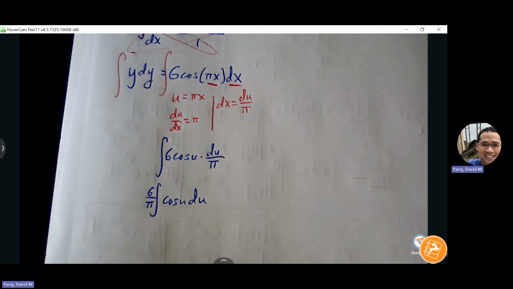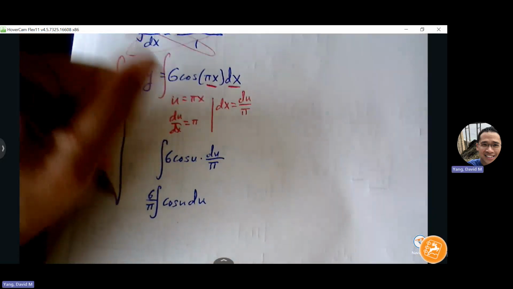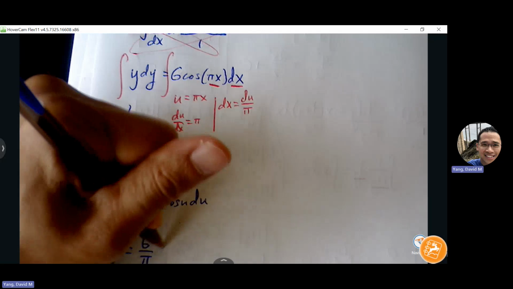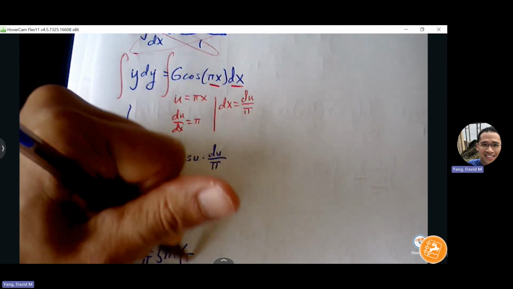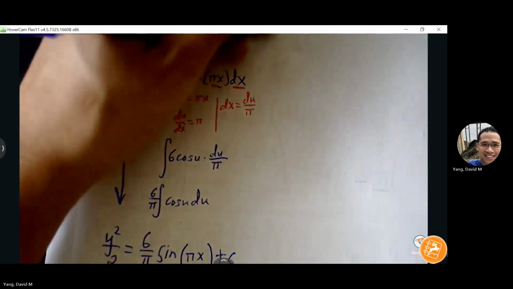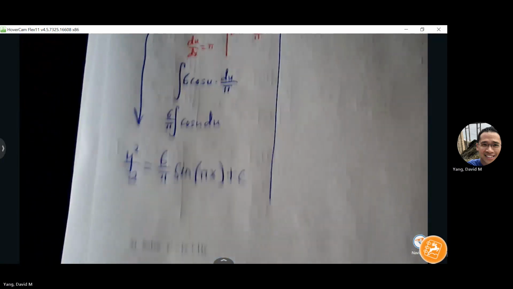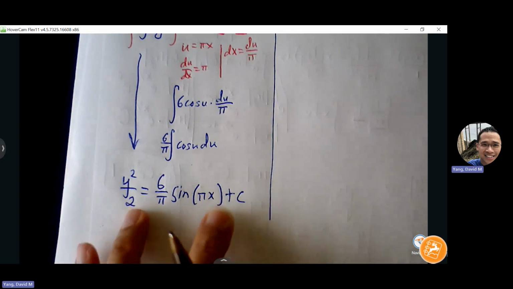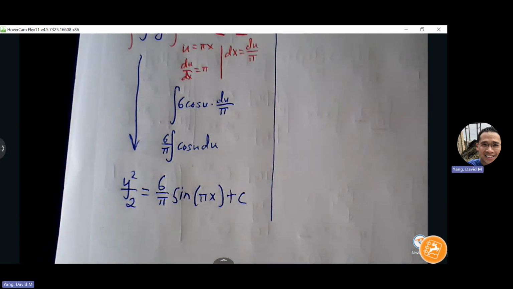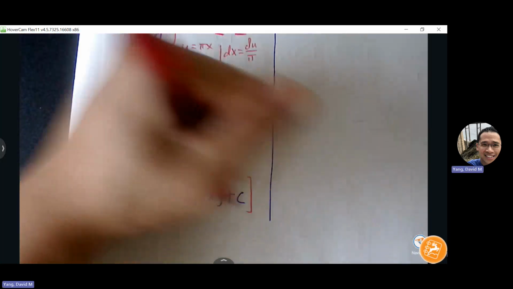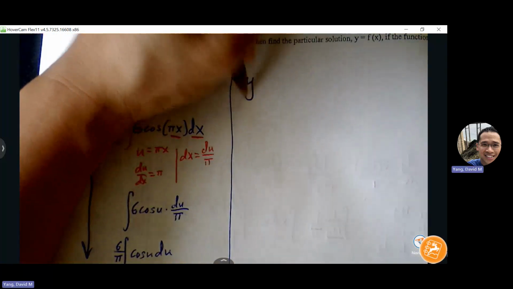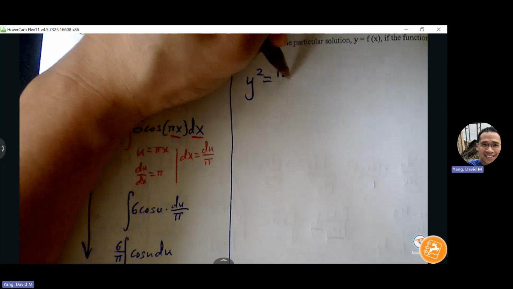Integral of cosine is sine. So now I'm going to take the integral on both sides here. y squared over 2 is equal to 6 over pi sine of u. Replace the u back in terms of x. I'm going to do a little bit of cleanup before I plug in for c, just so I can get rid of that 2 there. So I'll multiply everything through by 2.